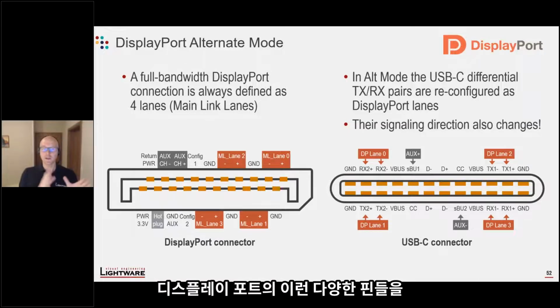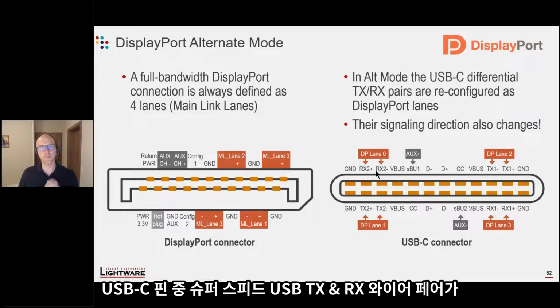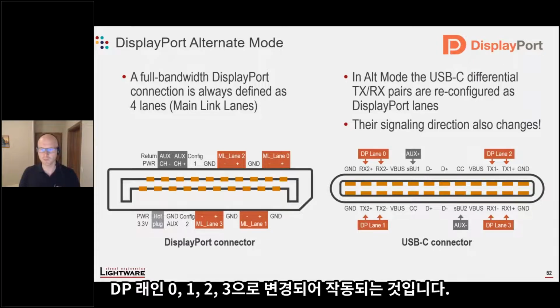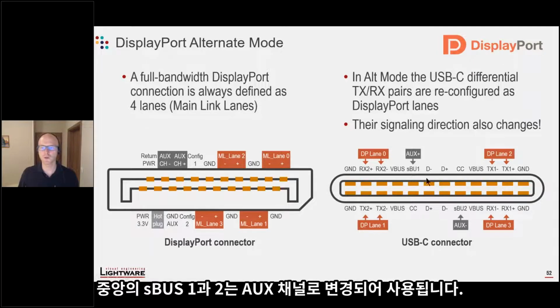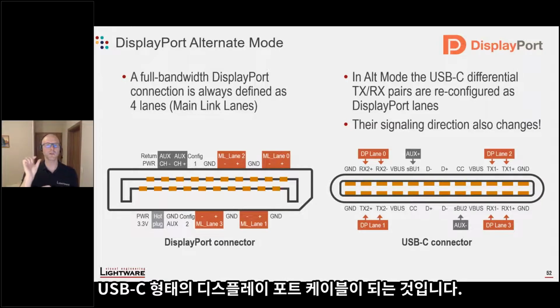We can take these pins and wire pairs and map them onto a USB-C connector, and that means the wire pairs, which were originally super speed USB wire pairs, so TX and RX pairs, switch their mode of operation and become DisplayPort main link lane 0, 1, 2, and 3. And the sideband use pins 1 and 2 become the auxiliary channel. So from this point, it stops being a super speed USB cable and connector, and it becomes a USB-C shaped DisplayPort connector.